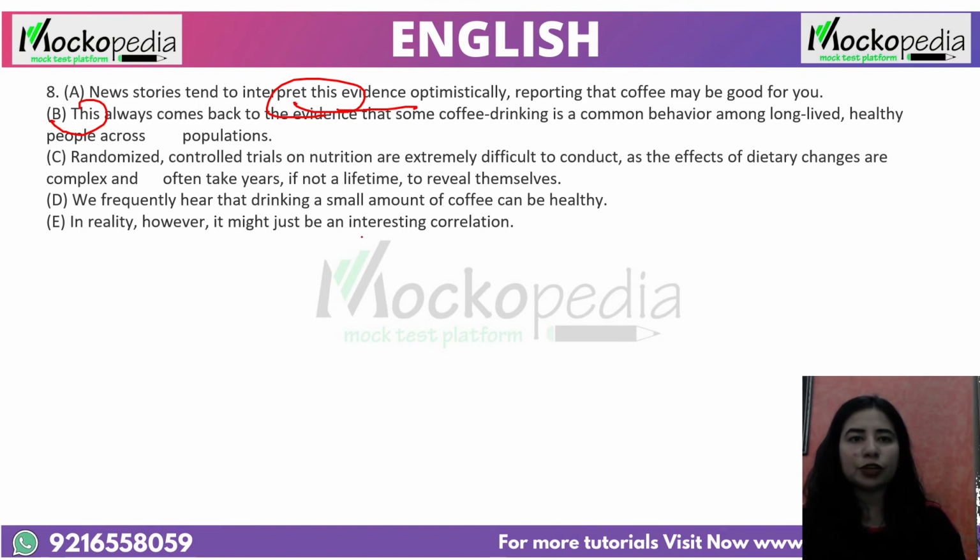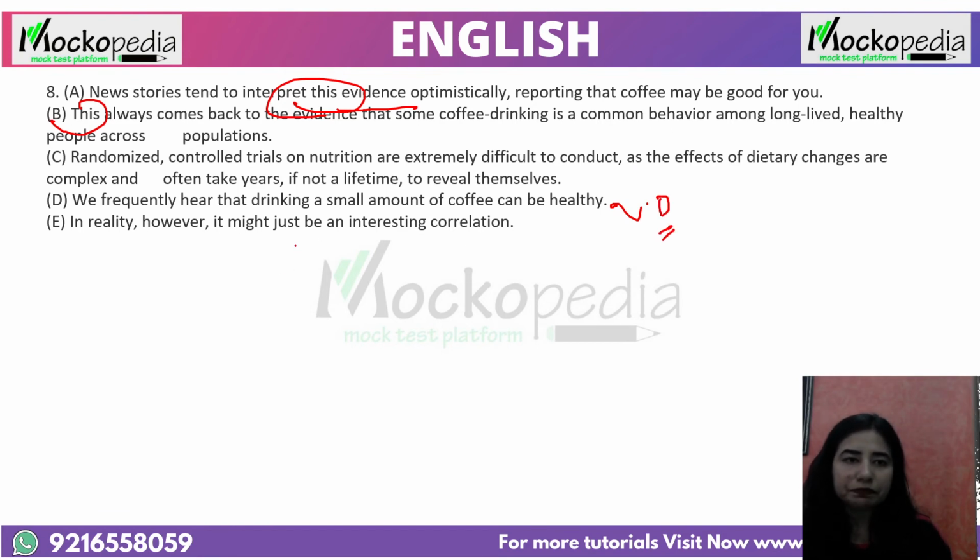Randomized controlled trials on nutrition are extremely difficult to conduct as the effects of dietary changes are complex and often take, if not a lifetime, to reveal themselves. Again, this doesn't look like a promising opening statement. We frequently hear that drinking a small amount of coffee can be healthy. And then you can see that A and B are talking about health benefits. So D, out of all the statements we have looked at so far, is the most generalized one that's introducing us to the discussion. So we can conclude that D will be an opening one.